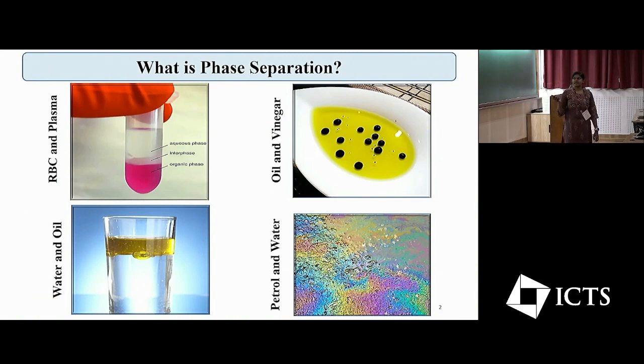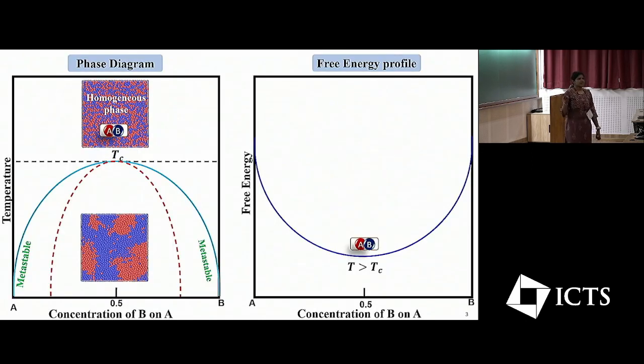We have seen many examples of phase separation in our day-to-day life in front of us, like the water and oil, or oil and vinegar example. Phase separation is basically the creation of distinct phases from a single homogeneous mixture. So why does phase separation happen? This is the scientific reason.